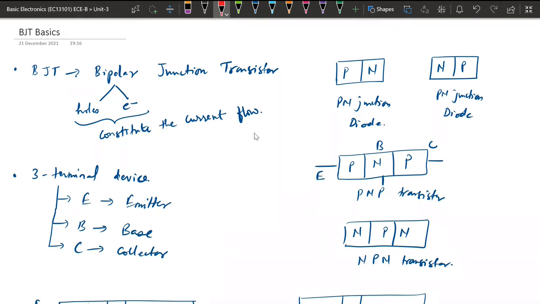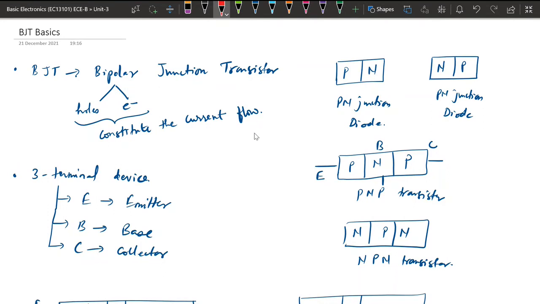PN junction diode we have already gone through. So once a PN junction diode is there and we connect one PN junction diode with an inverted PN junction diode, to convert two different PN junction diodes into a transistor, we just connect these two. So the N side will be connected, and the P side and P side will be outside. So it will be a three layer device: P layer, N layer and P layer. So it is PNP. Similarly, if we reverse it and combine, then it will be NPN.